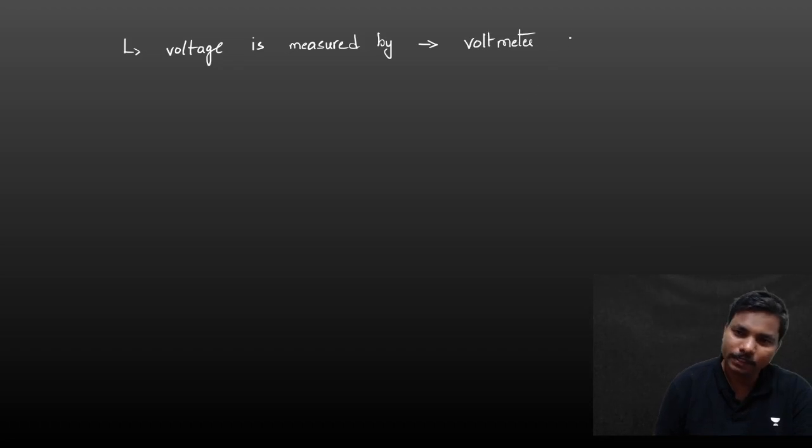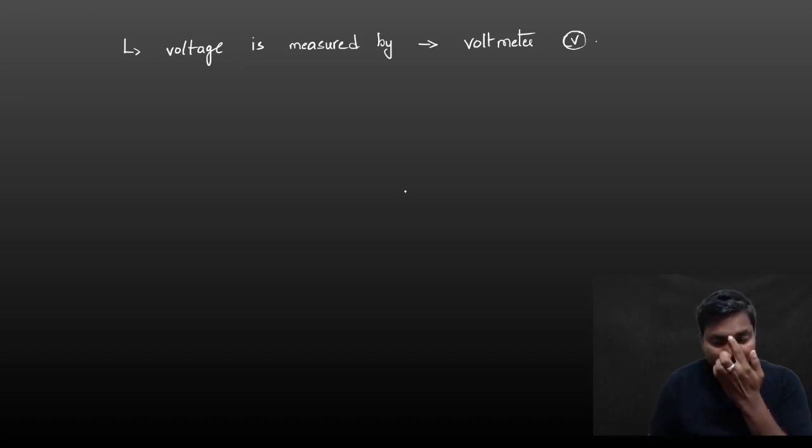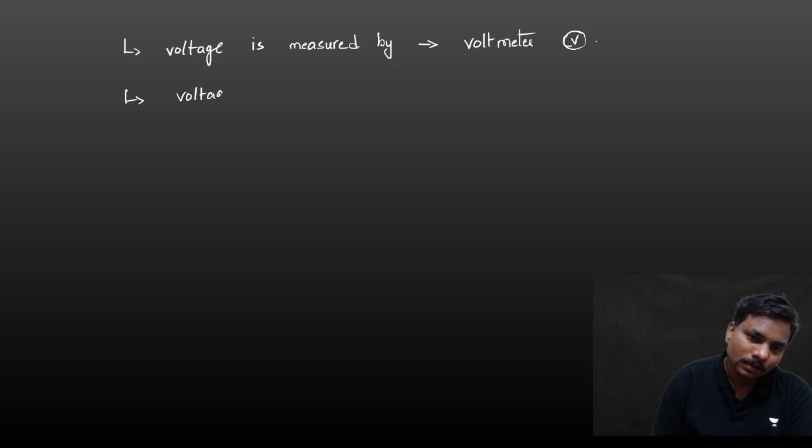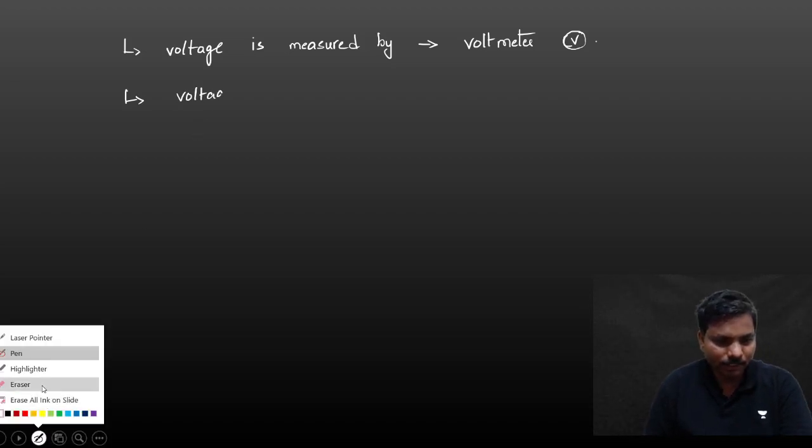Okay, in the same way, in the previous session we discussed that current is measured by ammeter. So here voltage or potential is measured by voltmeter. Voltmeter is denoted with V in the circuit. In the previous session I have given that ammeter is always connected in series. Here voltmeter is always connected in parallel. Note down this point.